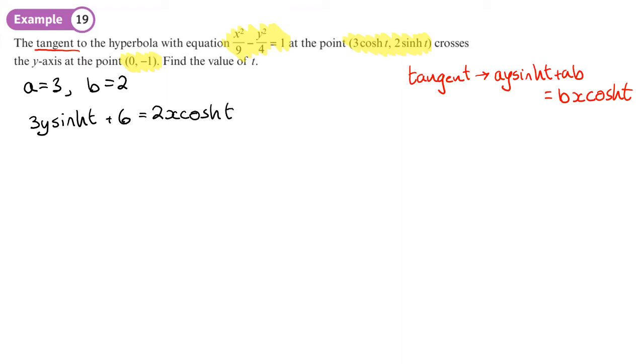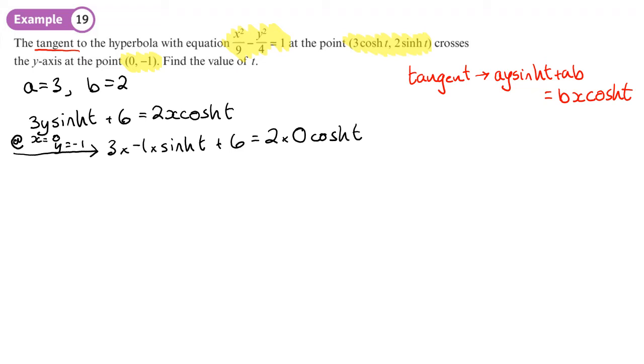So we're told it passes through the point 0, negative 1. So at x equals 0, y equals, did I say 1? I meant negative 1. So we'll have 3 times negative 1 times sinh t plus 6 equals 2 times 0 times cosh t. That makes it much easier.